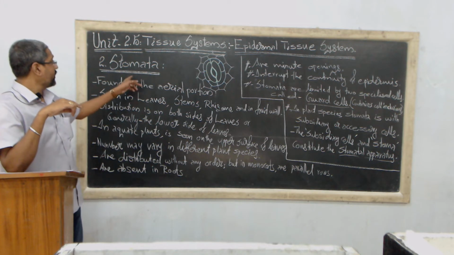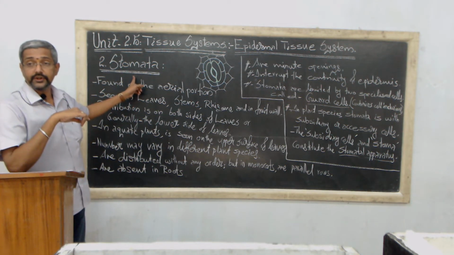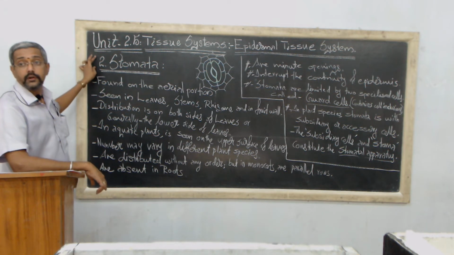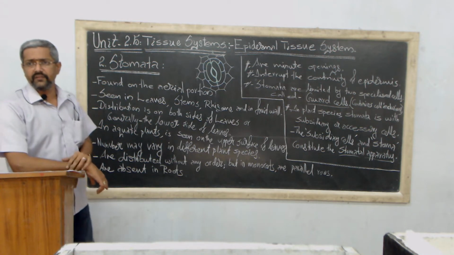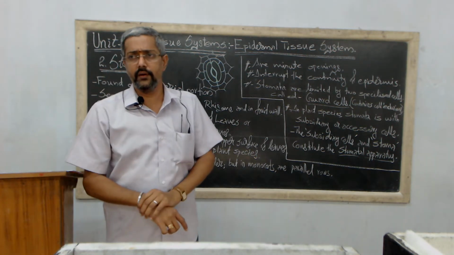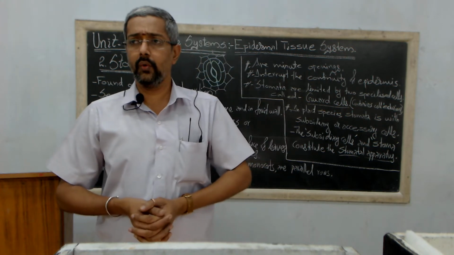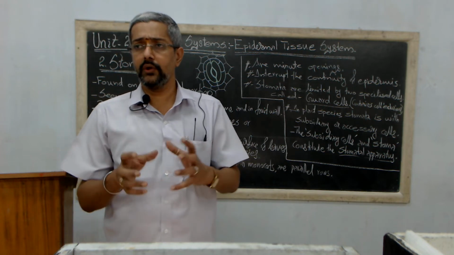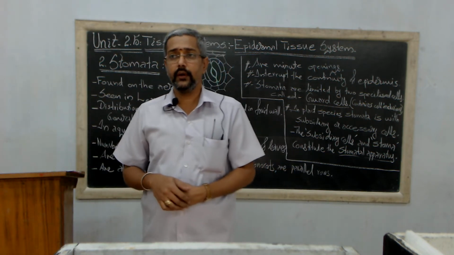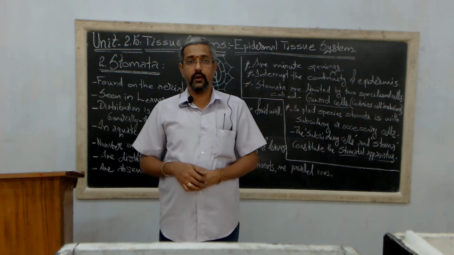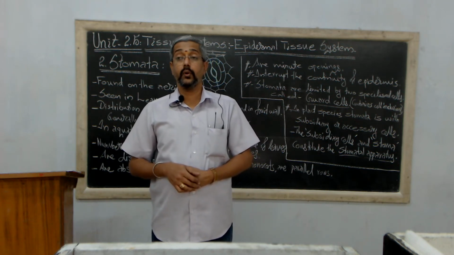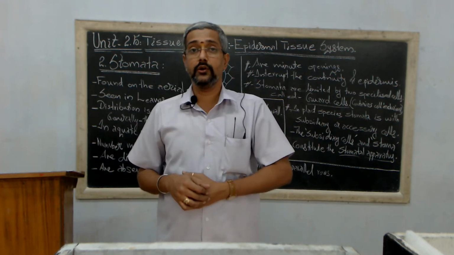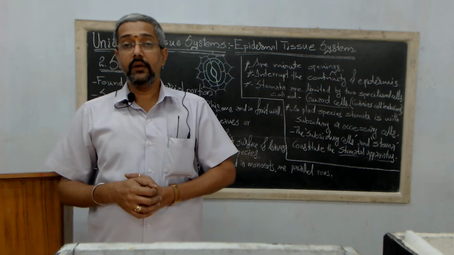And the second type of differentiation of the epidermal tissue system contains the structure called stomata. What are stomata? That I studied in early schooling. It is a minute pore-like structure which is seen in the leaves and which also helps in transpiration, that is, the loss of water from the plant body.